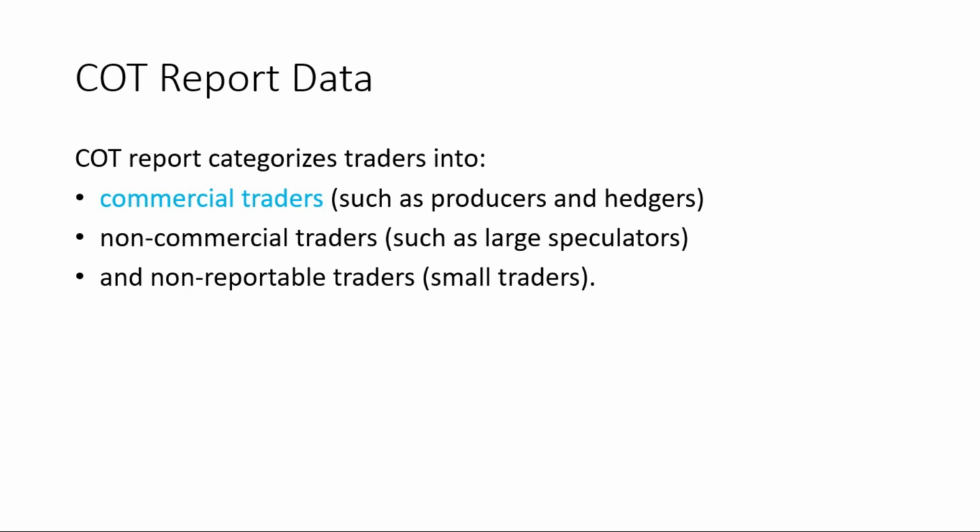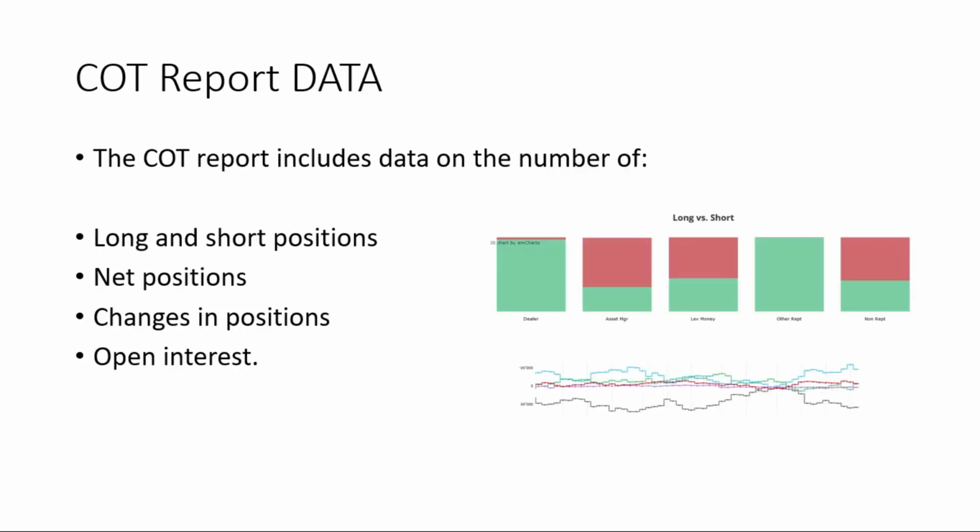So, COT report data. The COT report categorizes traders into commercial traders, producers and hedgers, non-commercial traders such as large speculators, and non-reportable traders, small traders. Just for the beginning, two of these groups, commercial traders and non-commercial traders, are important for us. What we need to watch on this report: long and short positions, net positions, changes in positions, and open interest. On the right side, you can see how that can look if you use some excellent visual representation.